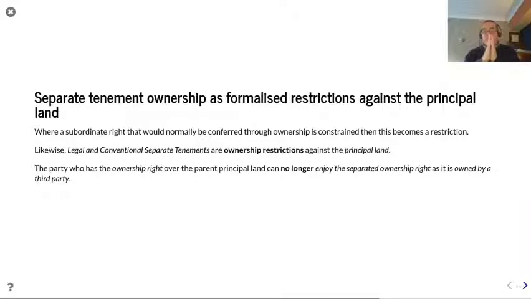So this is how separate tenements are built up. Where a subordinate right that would normally be conferred through ownership is constrained, then this becomes a restriction. Likewise, legal and conventional separate tenements are ownership restrictions against a principal land. The party who has the ownership right over the principal land can no longer enjoy the separated ownership right as it is owned by a third party. And so it's a different form of legal enshrinement of that restriction concept.